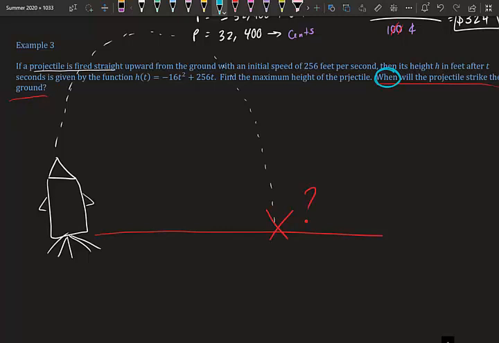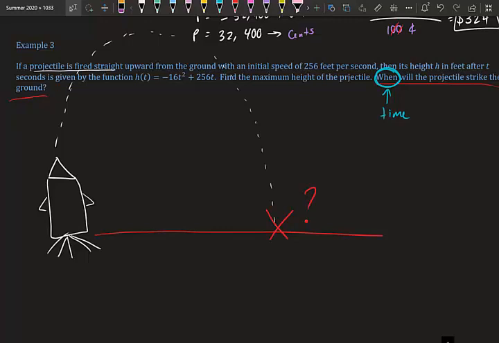When. That's a really key word, because doesn't when I say when is this happening, or when should I come over, or when are we doing this, isn't that always about time? So come over at 2, leave in 3 hours. That's when. So if we trace back, we want to find the maximum height of the projectile. And then, when will the projectile strike the ground?